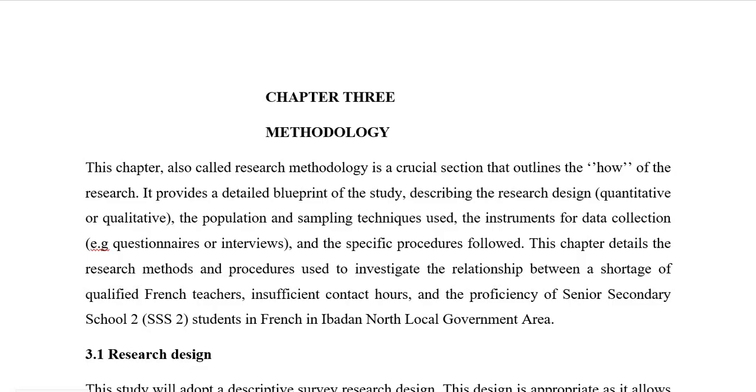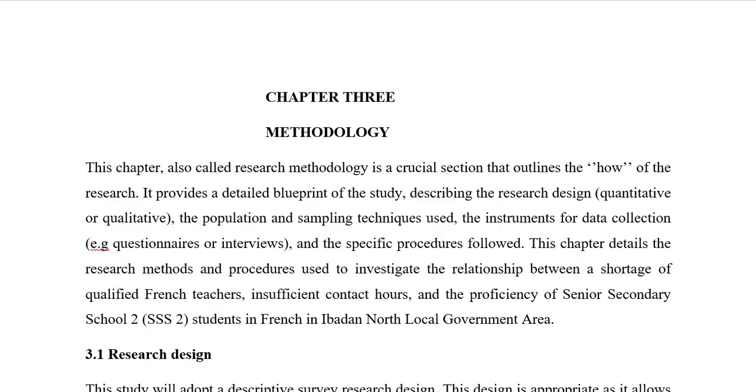So today we are looking at the practical aspect of your chapter 3, how your chapter 3 should look. Now look at the write-up here. You can see that it is telling you that this chapter is also called research methodology. And I quote, it is a crucial section that outlines how of the research. Note, this is a crucial section, the most important section.